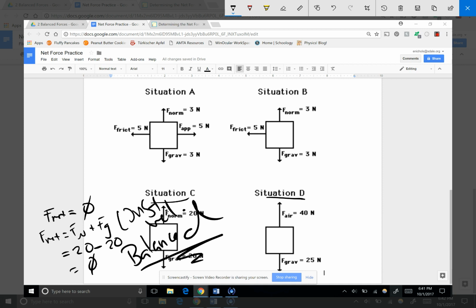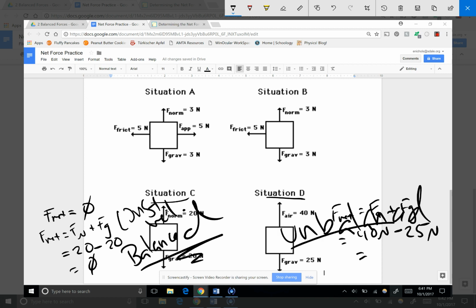Let's look at situation D. My F net is going to equal my F of air plus my F of gravity, and that's going to be 40 newtons minus 25 newtons. And that's going to leave me with, what's 40 minus 25? I hate doing math in my head. Well, it's unbalanced. Okay. Yay.